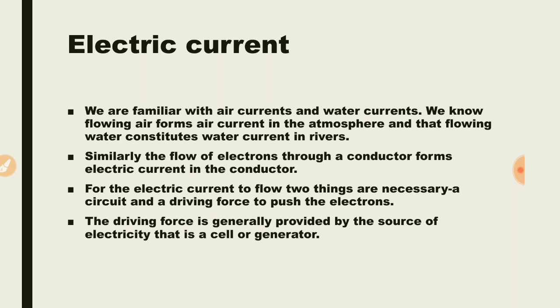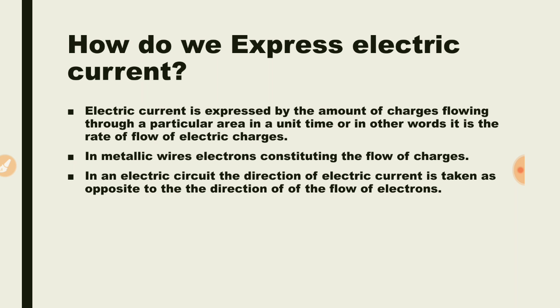For electric current to flow, two things are necessary. First one is a closed circuit and a driving force to push the electrons. This driving force is generally provided by the source of electricity, that is cell, battery or generator. So cell, battery or generator provides the electricity.